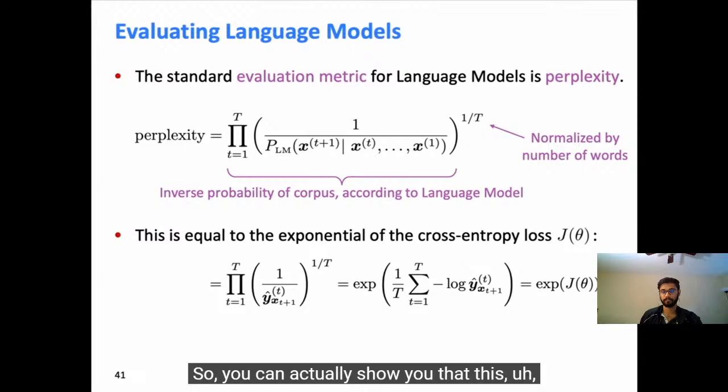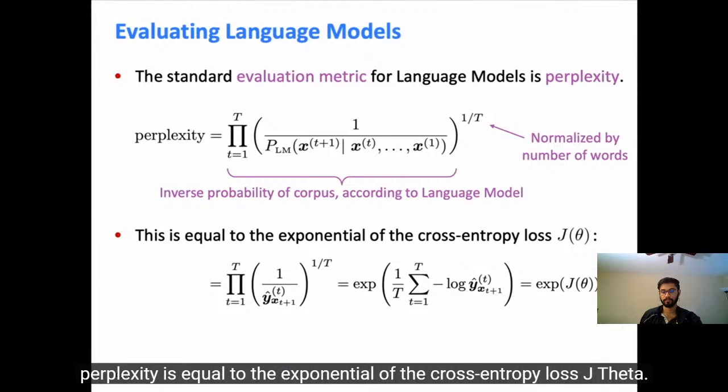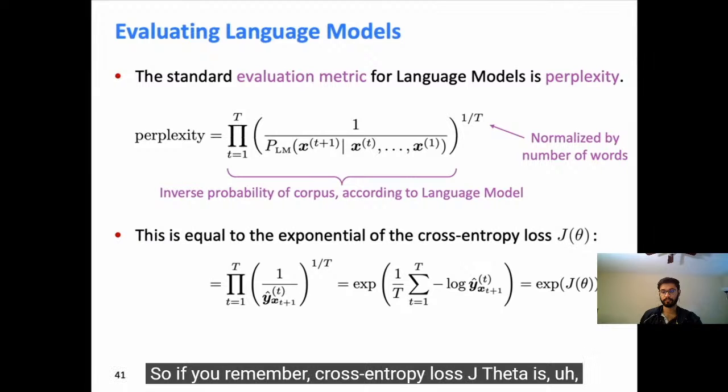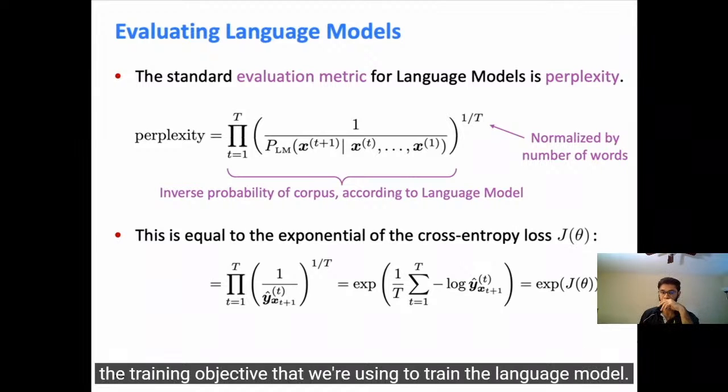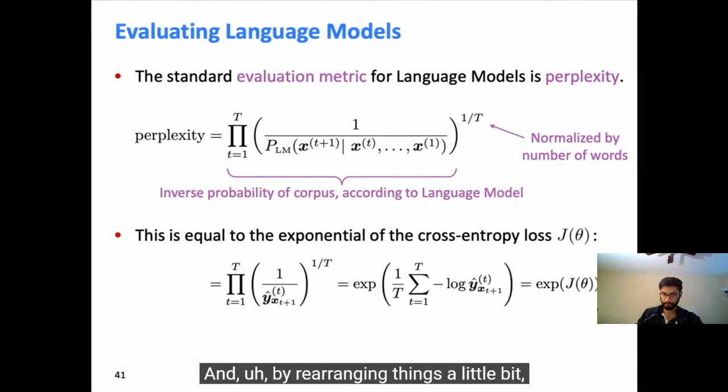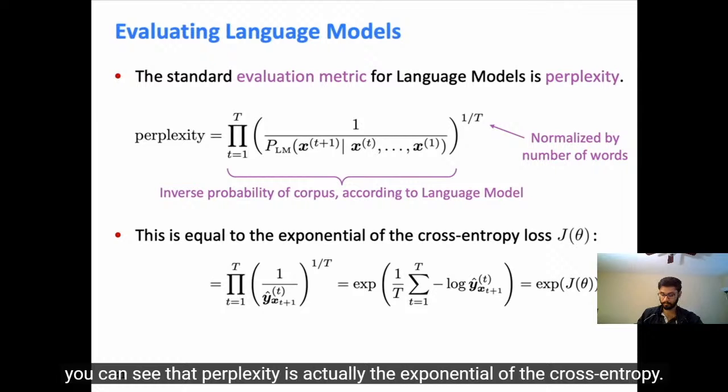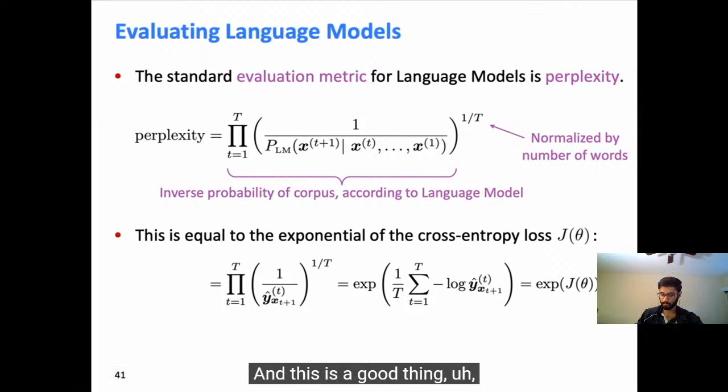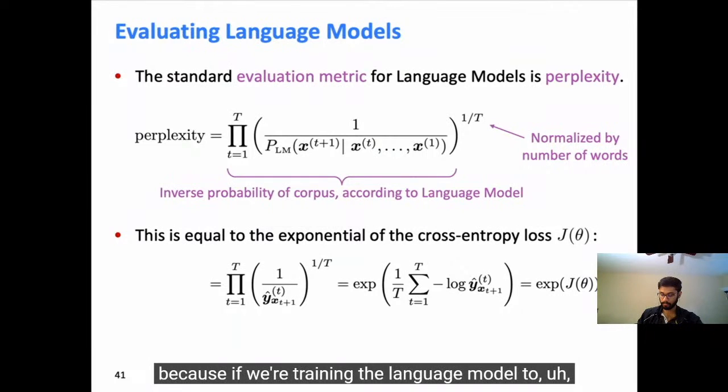So you can actually show that this perplexity is equal to the exponential of the cross-entropy loss J(theta). If you remember, cross-entropy loss J(theta) is the training objective that we're using to train the language model. By rearranging things a little bit, you can see that perplexity is actually the exponential of the cross-entropy. And this is a good thing, because if we're training the language model to minimize the cross-entropy loss, then you are training it to optimize the perplexity as well.